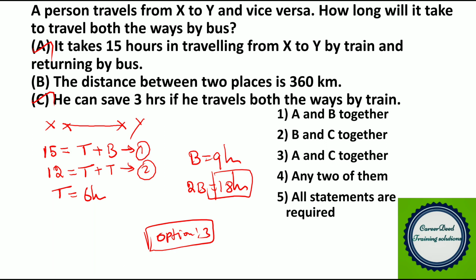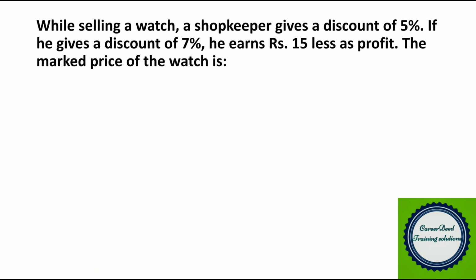Now question number 7. While selling a watch, a shopkeeper gives a discount of 5%. If he gives a discount of 7%, he earns rupees 15 less than a profit. The market price of the watch is dash. Okay, now we can consider the market price of the watch as 100%. From this 100%, he gives a discount of 5%.